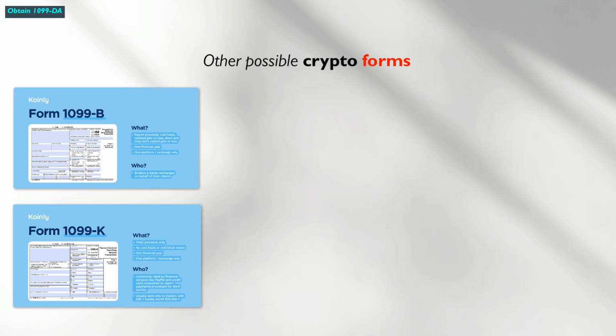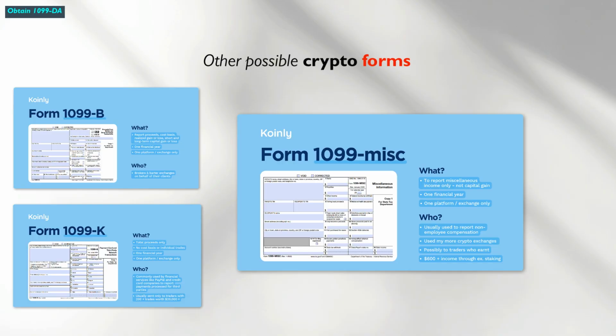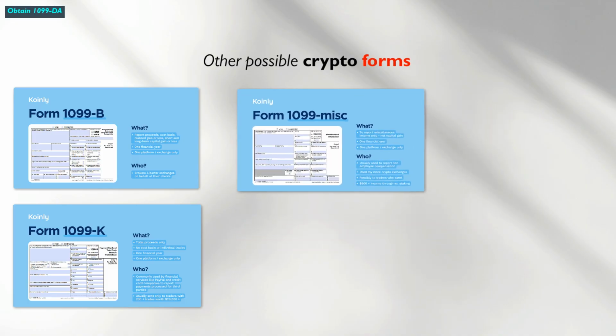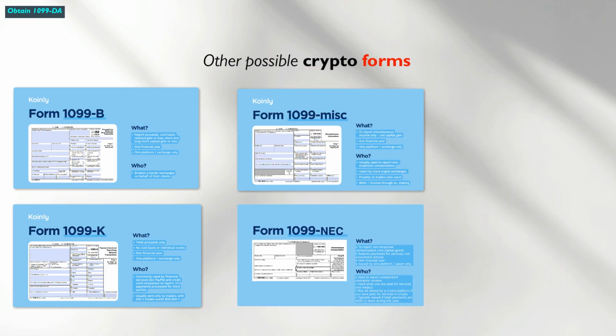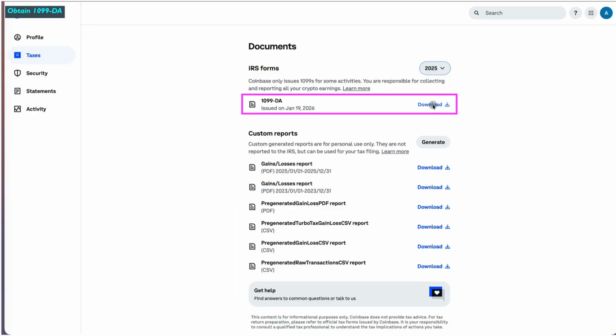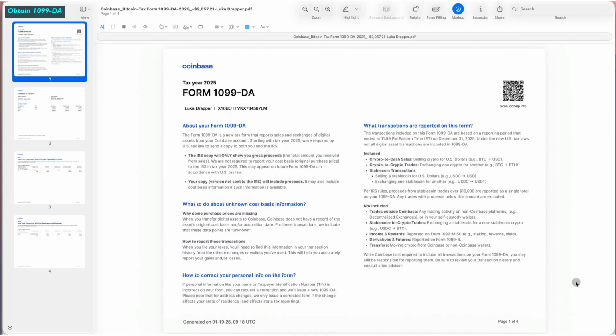For certain types of crypto income, such as staking or mining, you may receive Form 1099-MISC if the amount was over $600. And in some cases, non-employee crypto payments could be reported on Form 1099-NEC instead. Now let's download the 1099-DA.